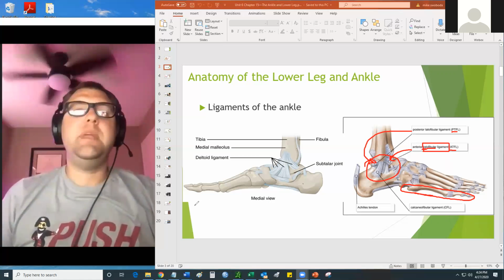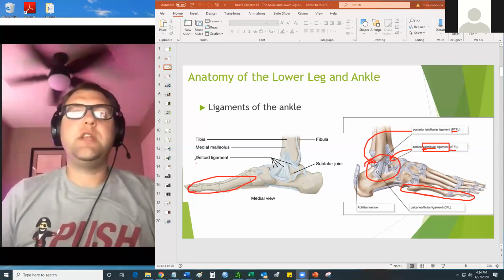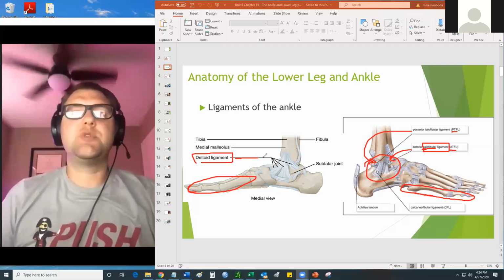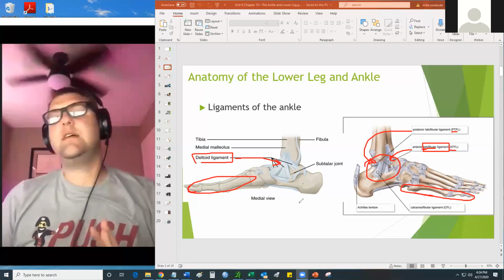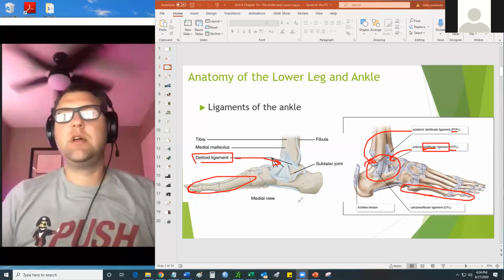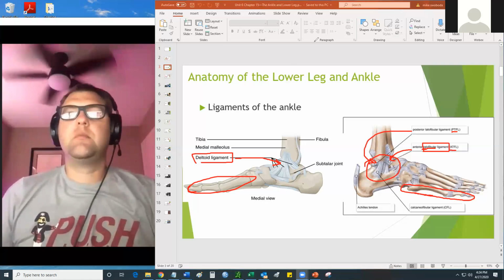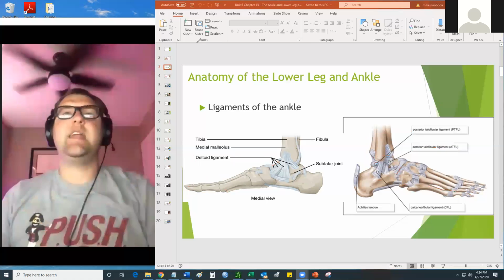On the medial or inside, this is your big toe here. The one you need to know here are your deltoid ligaments. These are important because they make up the inside of your ankle. So those ligaments are all important because they make up the inside and outside of your ankle itself.